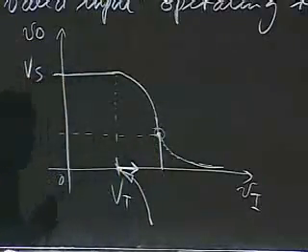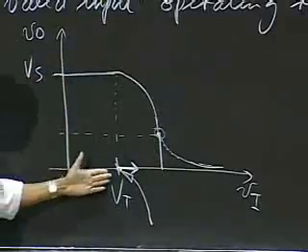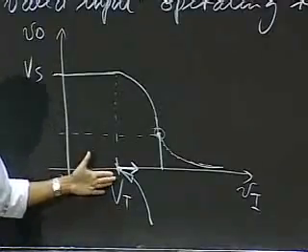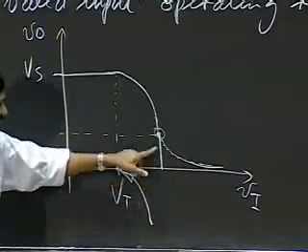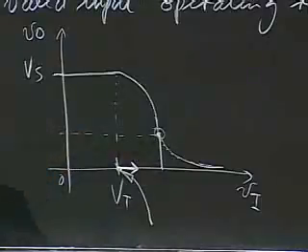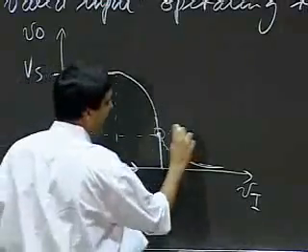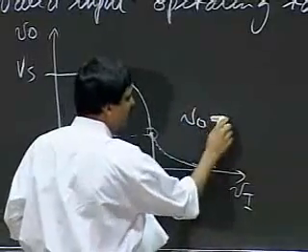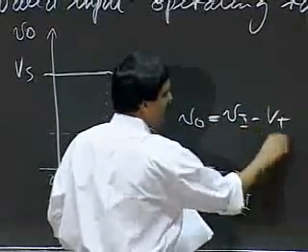So at that point, the following is true. Okay, certainly VGS, or Vi, is greater than Vt. And at that point, the output goes below the input minus one threshold. So at this point, the following is true: V naught is equal to Vi minus Vt.